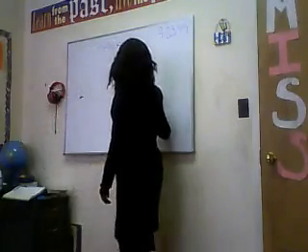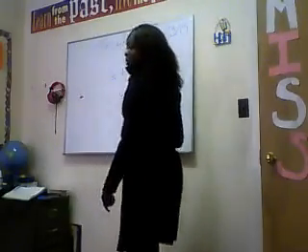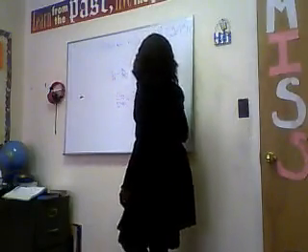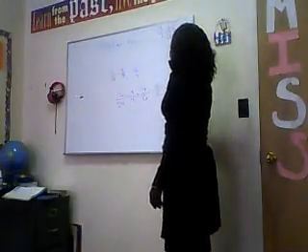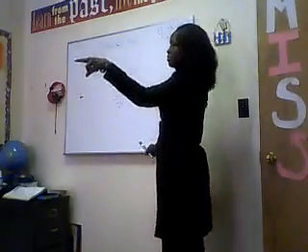16 divided by 4 is? 4. 24 divided by 4 is? 6. Is that number 4? No, 2. 4 divided by 2 is 2. 6 divided by 2 is 3. Same thing. Who said something else? You said 2?